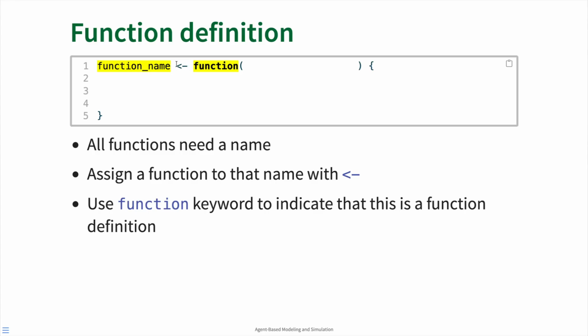Then we have to assign to that function name as part of the definition. For that, we use the regular old assignment operator that we've used when creating variables. But on the right-hand side of that assignment operator, instead of having some value, we have this special word highlighted in yellow, which is called a keyword, which is the word function. This indicates to R that what we're actually assigning to this name on the left of the assignment operator is a function definition. You'll see also that we've got parentheses here and some curly braces, and we'll look in the next few slides at what goes inside those.